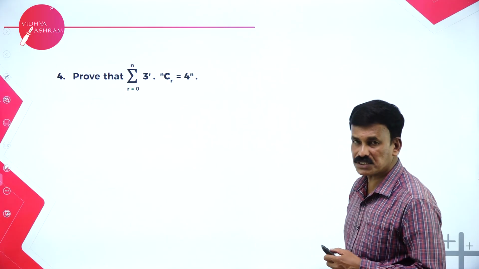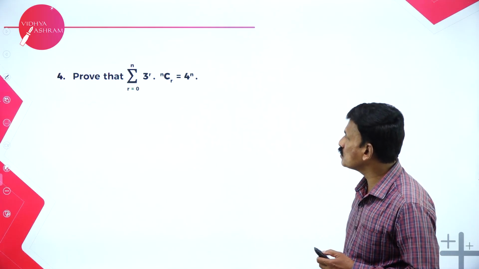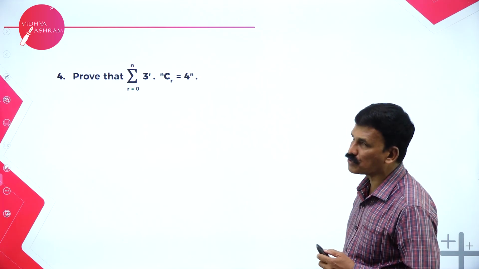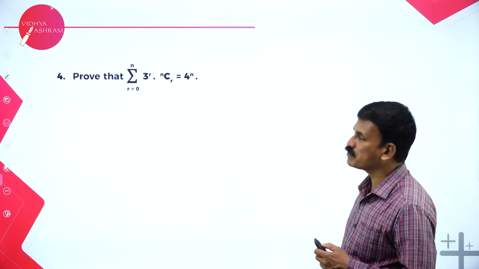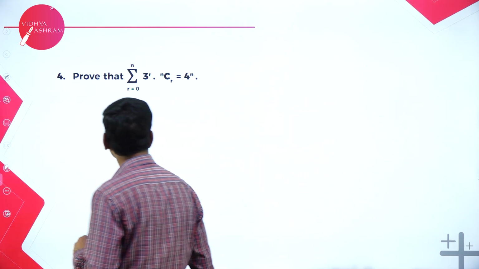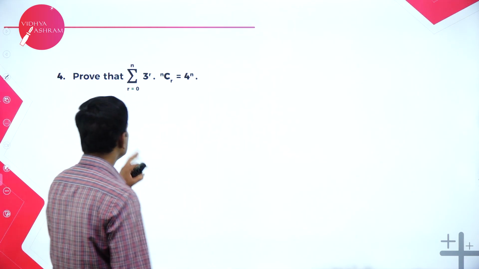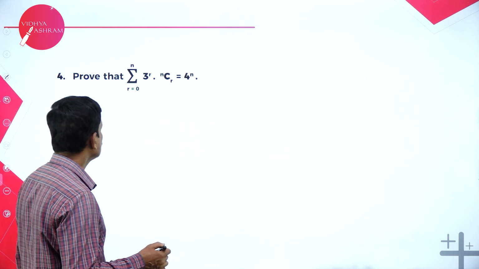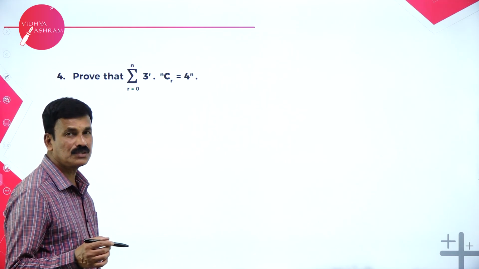Prove that the summation, sigma r equal to 0 to n, 3^r nCr is equal to 4^n. Very simple and important problem. Summation, what is given? Already it is given. Sigma r equal to 0 to n, 3^r nCr. Just take the value of r as 0, 1, 2 and 3.